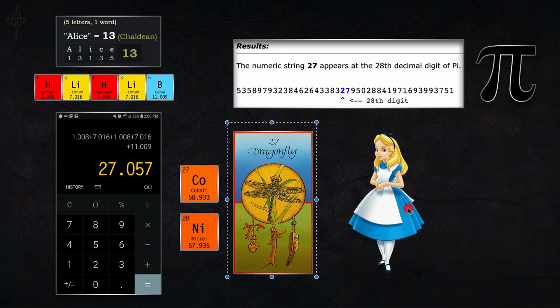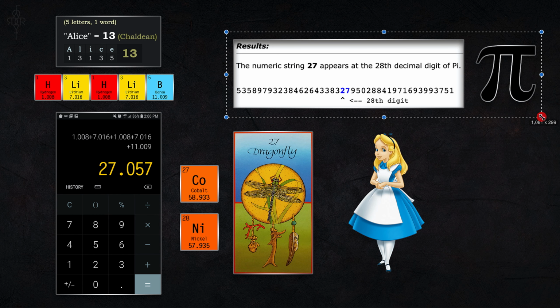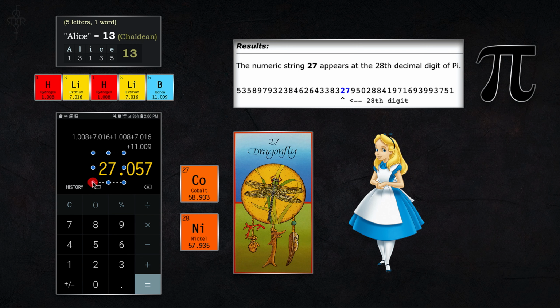The dragon. When you use the string of pi, folks, the 27 appears at the 28th and 29th decimal digit of pi. There's the 27, there's the 28, all tied together. Devil's Copper, Dragonfly, Alice in Wonderland.